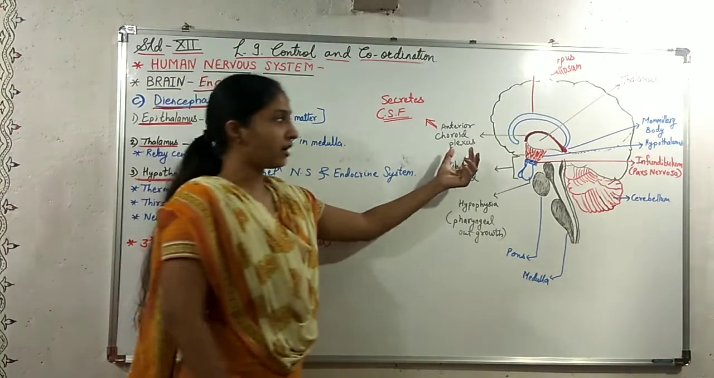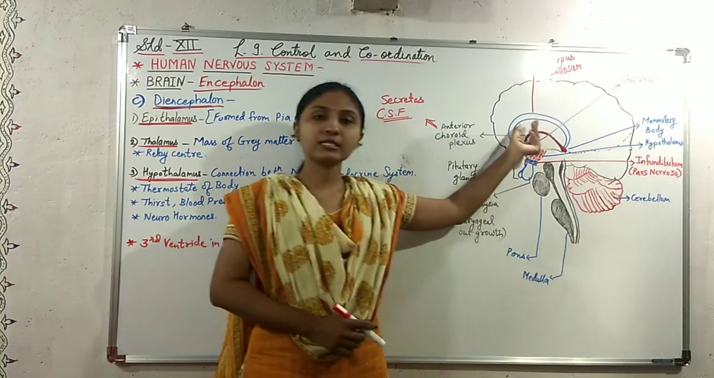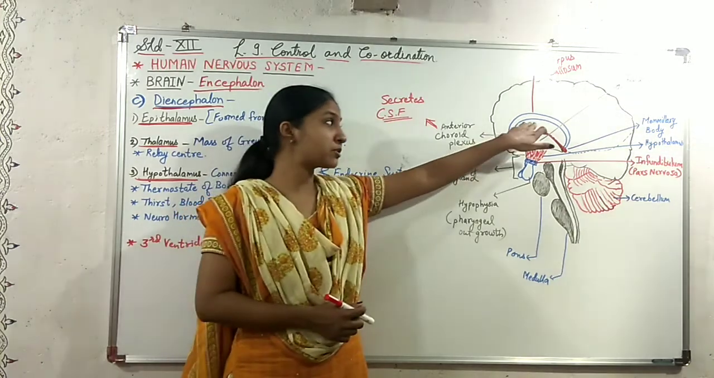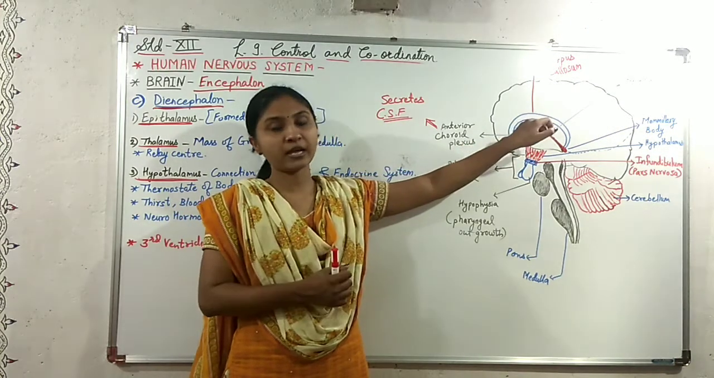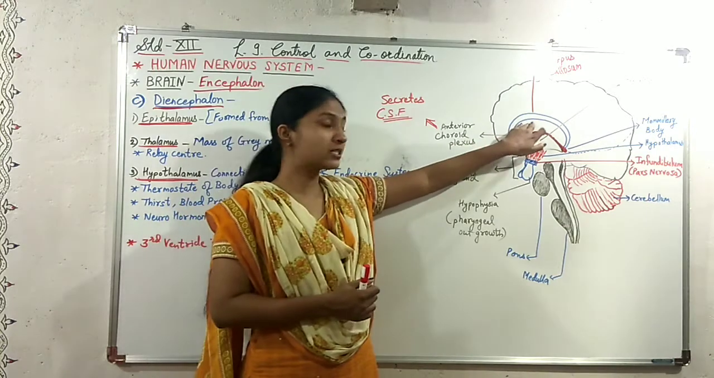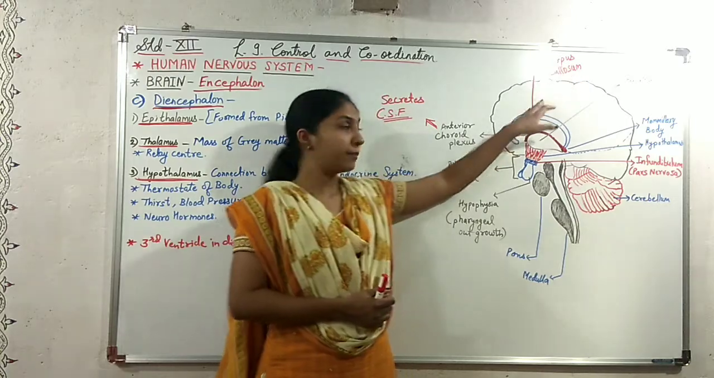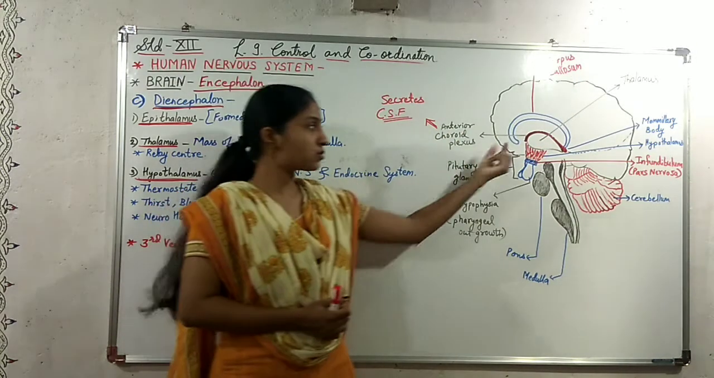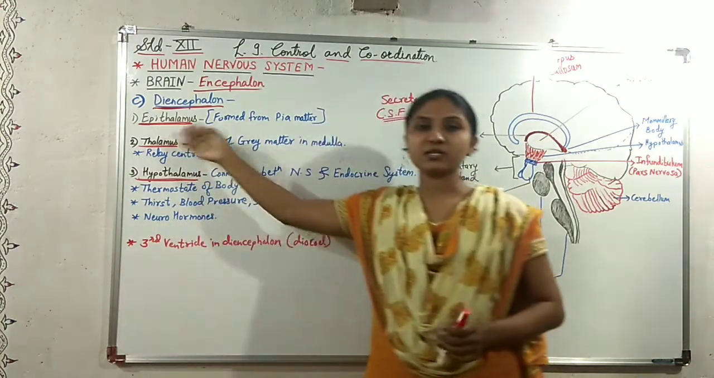Now in this diagram you see this C-shaped structure over here. We have talked about this C-shaped structure in the previous part. It connects the two cerebral hemispheres together. This C-shaped structure is called the corpus callosum. Below this corpus callosum there is a vascular structure. This red colored vascular structure is called the epithalamus.